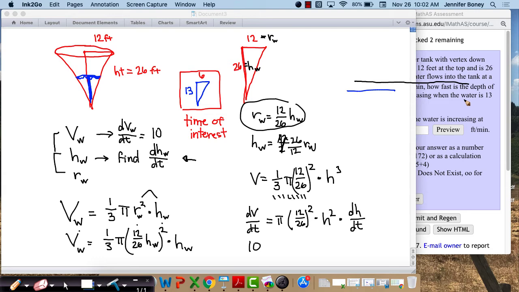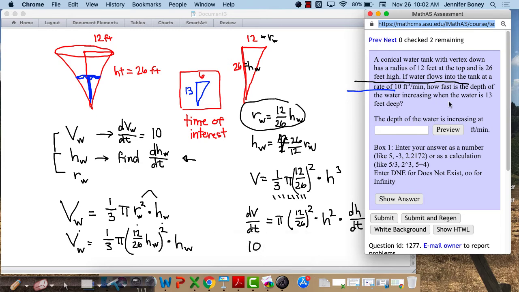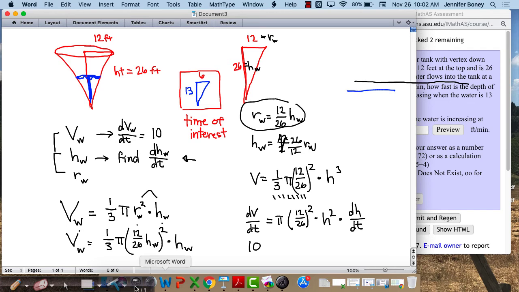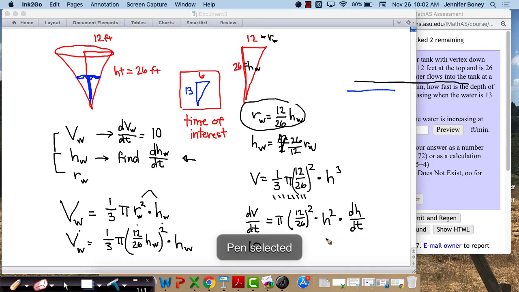Now, the only thing is it asks when the water is, I forget what the given information was here. When the water is 13 feet deep. Great. When the water is 13 feet deep, that's the same as when the height is 13. I'm supposed to be finding this. So at that point, it's just dividing ugly numbers.